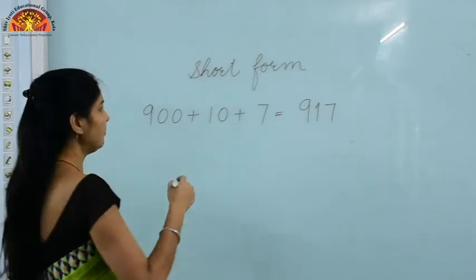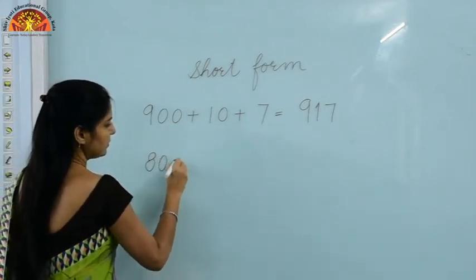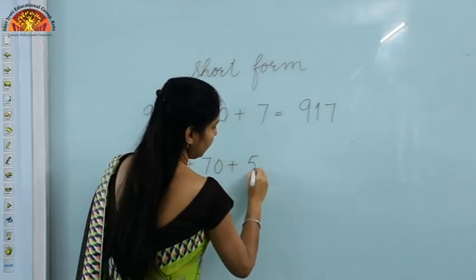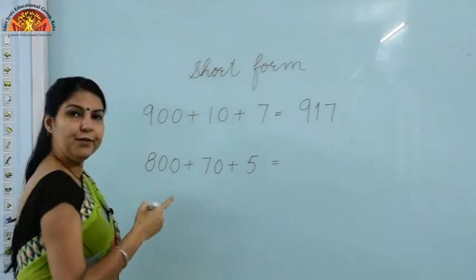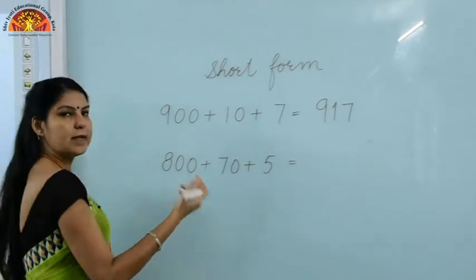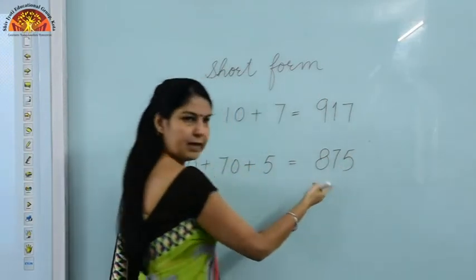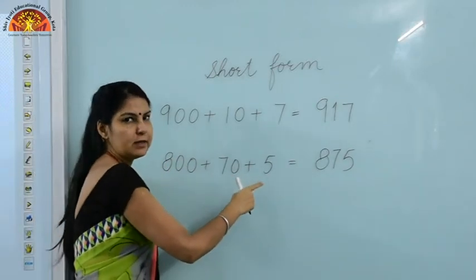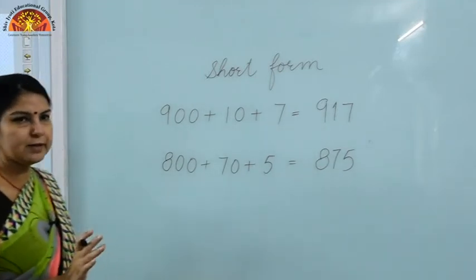Now let's take one more example. The number is 870 plus 5. Now how will we write it in short form? Whatever we are reading, we can write the number as it is. Suppose we are reading it as 875. So you know how we will write it. This is 875. But in another way you can write the face value of each digit. You can also write the face value of every digit. I hope you have understood.